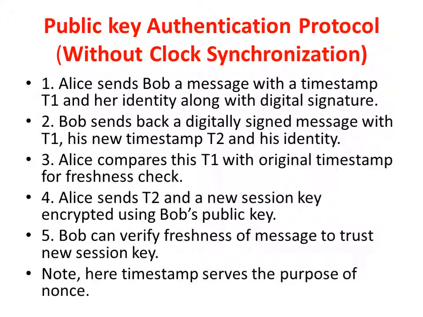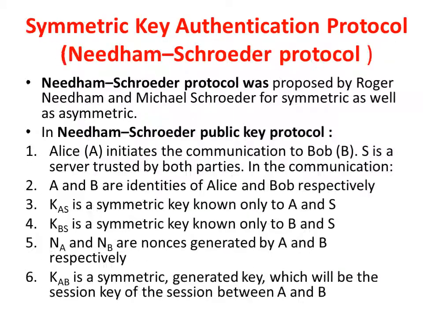Now in return, Bob can verify the freshness of the message to trust the new session key because there is a timestamp T2. Note for this process that the timestamp serves the purpose of a nonce as well. That is, the randomness of the timestamp is there. Now this is all about symmetric and asymmetric.